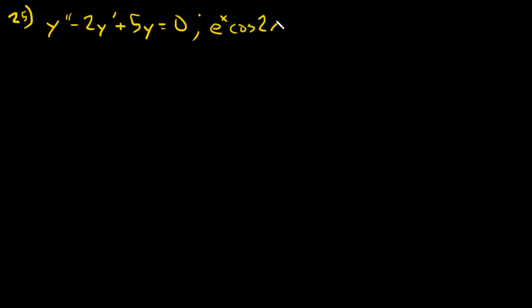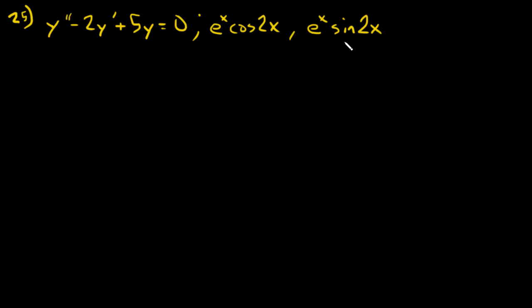Okay, so for 25 we have the same type of problem that we had in the previous one. So we have y double prime minus 2y prime plus 5y equals 0. That doesn't look so bad, and then we get the solutions. The first solution we need to check out is e to the x cosine 2x, and then the second one, as you can probably guess, is e to the x sine 2x. There's usually that symmetry in the solution.